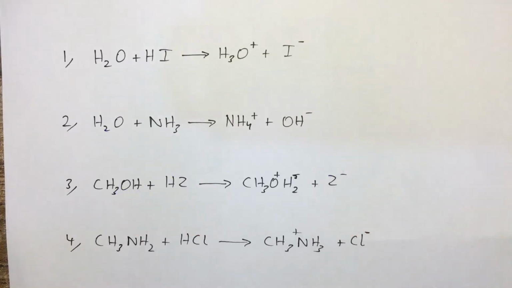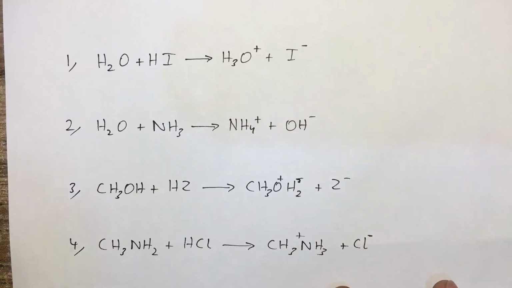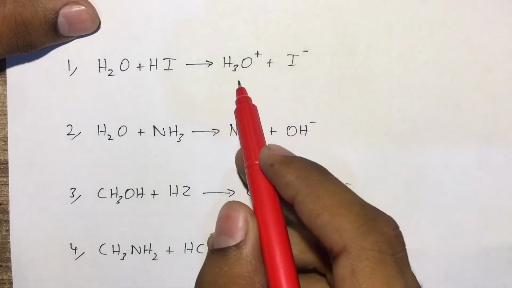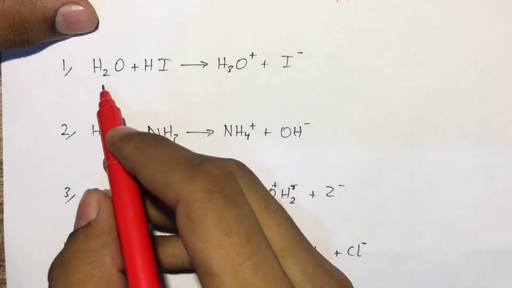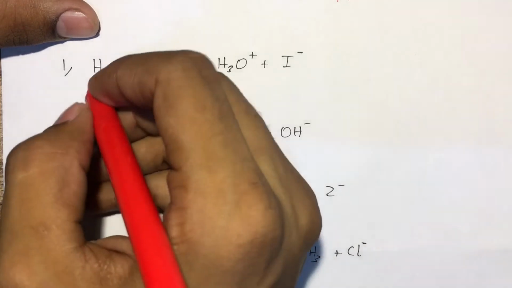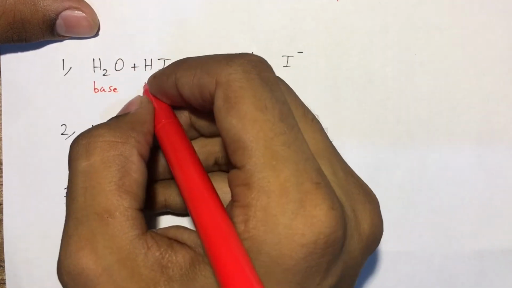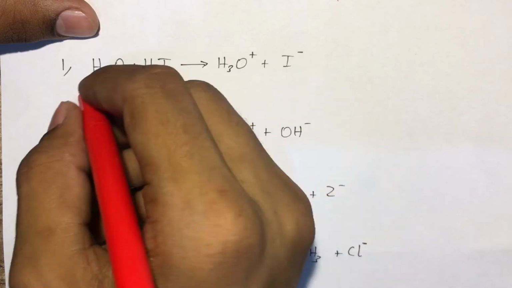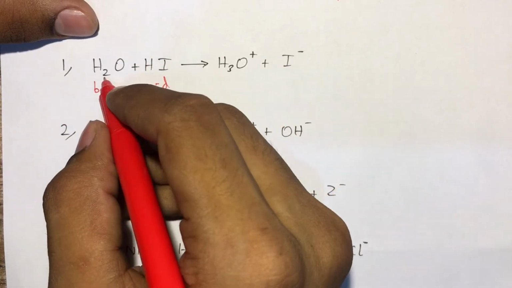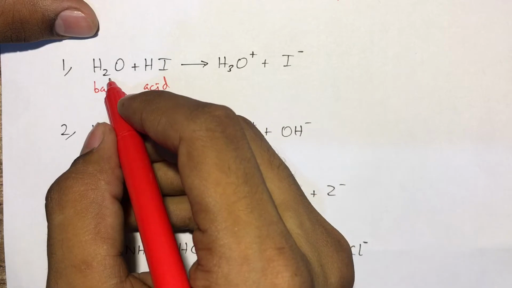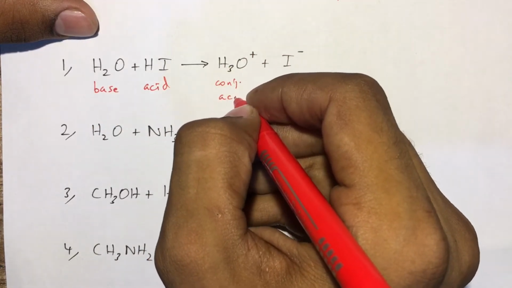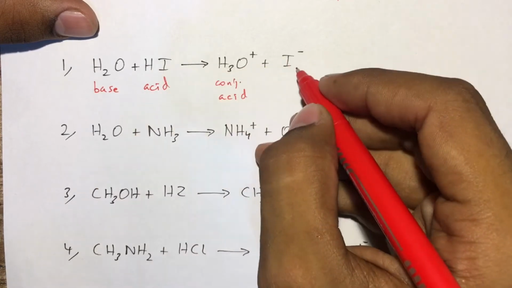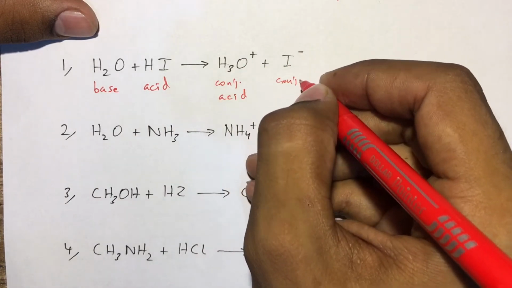There are some examples of reactions of acids and bases. In the first reaction, there is water plus hydrogen iodide forming hydronium ion plus iodide ion. Over here, the water is accepting hydrogen, so it's a base, whereas hydrogen iodide is donating, so it's an acid. H2O is forming H3O positive, which means that H3O positive is a conjugate acid, and HI is forming I negative, so this is a conjugate base.